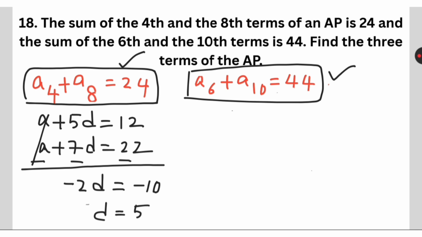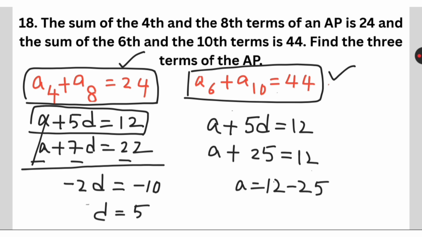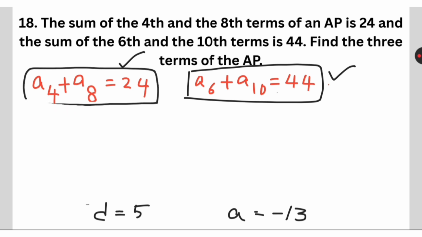So let's substitute the common difference in A plus 5D equal to 12. So A plus 5 times, what is D? 5. So 5 times 5 is 25. That is equal to 12. So A equal to 12 minus 25, which is minus 13. So now we know the first term and we know the common difference. So now write the arithmetic progression.